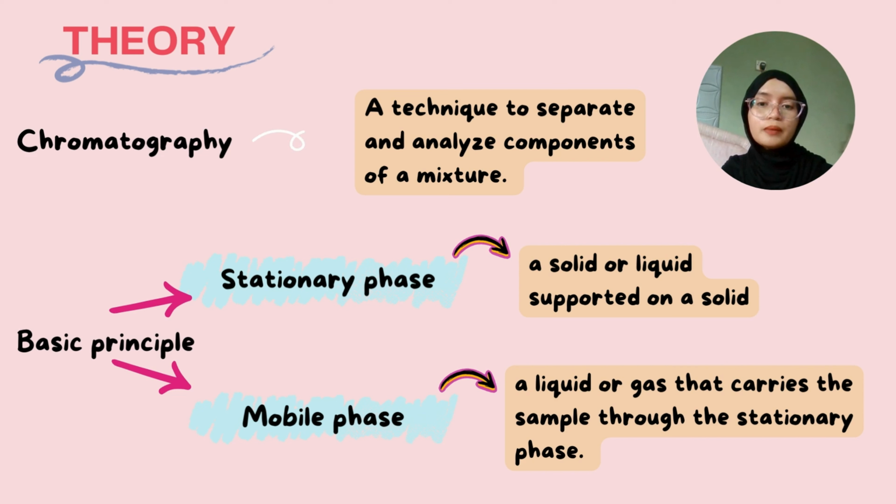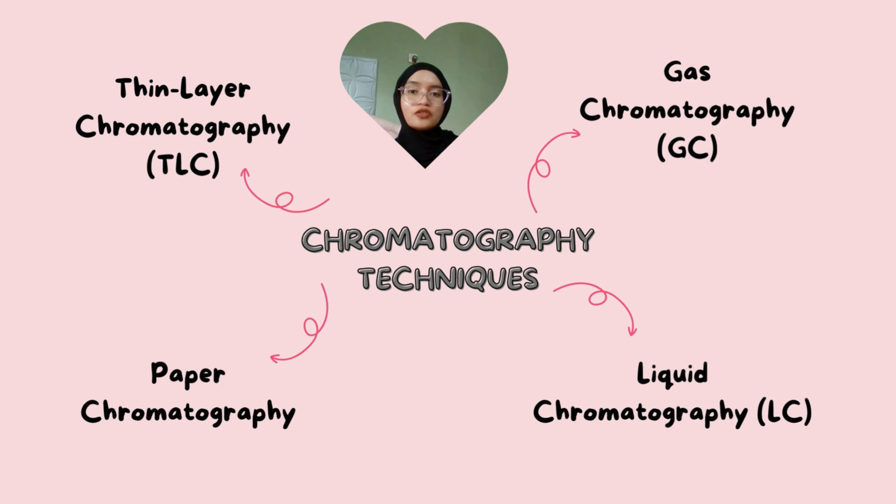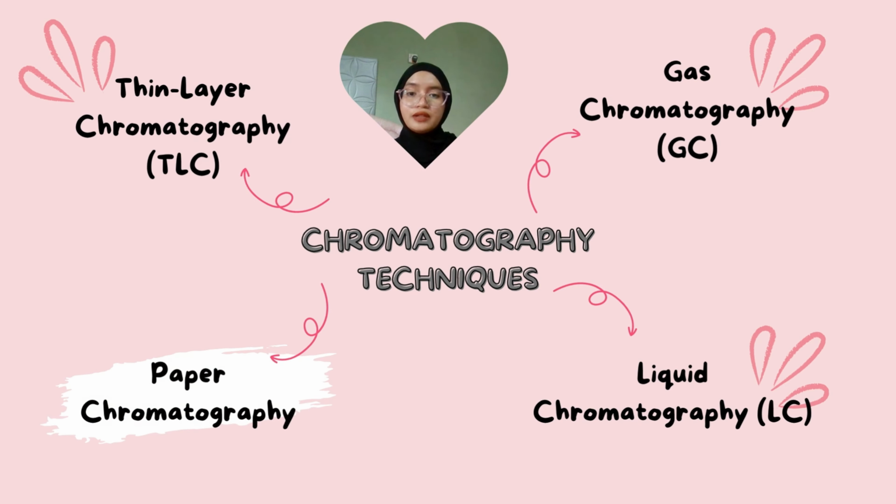In the context of M&M candy, chromatography can be used to identify and quantify the food dyes that give the candies their distinct colors. Here are several chromatography techniques, which are thin layer chromatography, gas chromatography, liquid chromatography, and lastly paper chromatography. For extracting dyes from candies like M&Ms, a common type of chromatography used is paper chromatography. Paper chromatography is a simple and inexpensive technique that is suitable for separating mixtures of colored compounds, making it ideal for analyzing the dyes present in the candies.